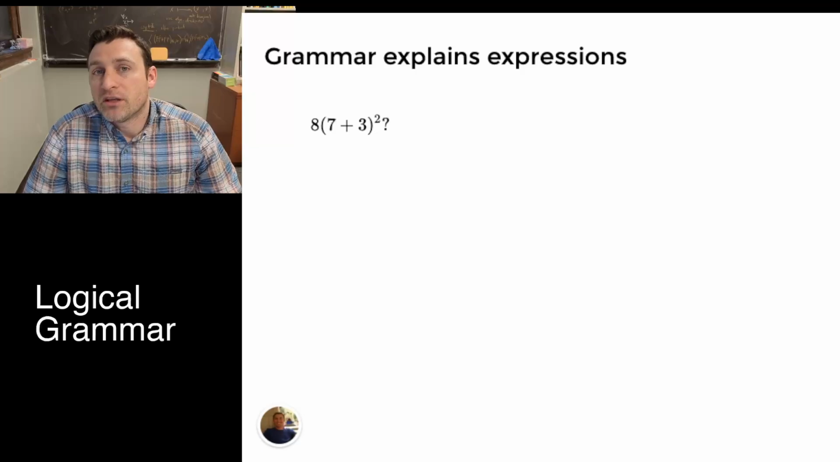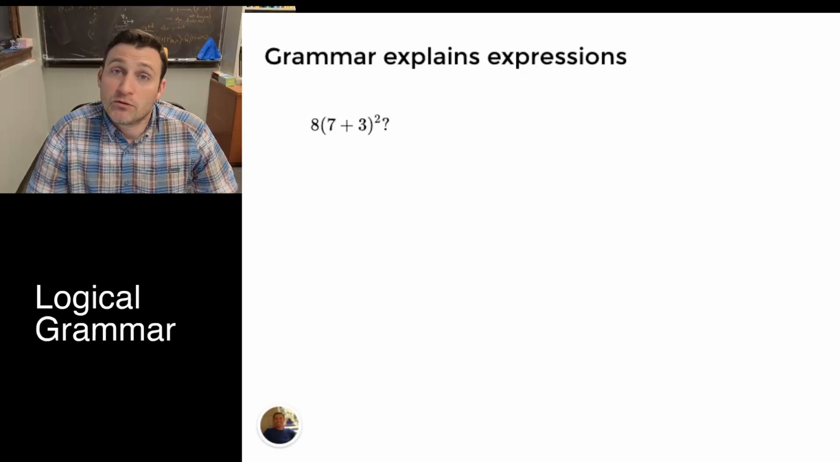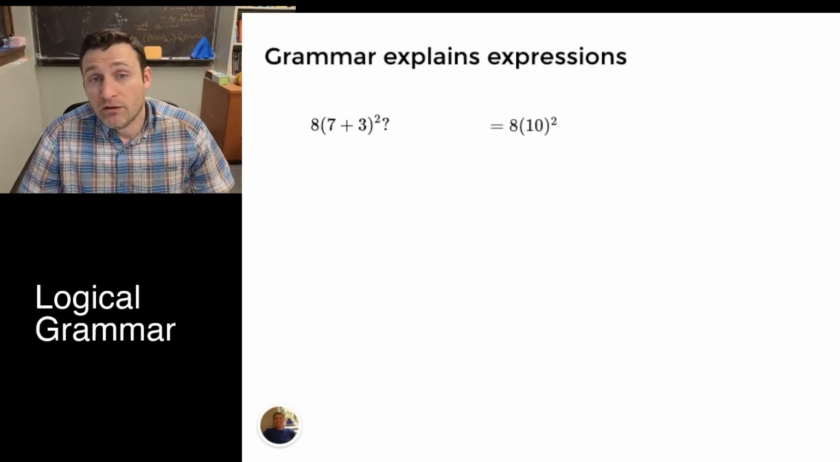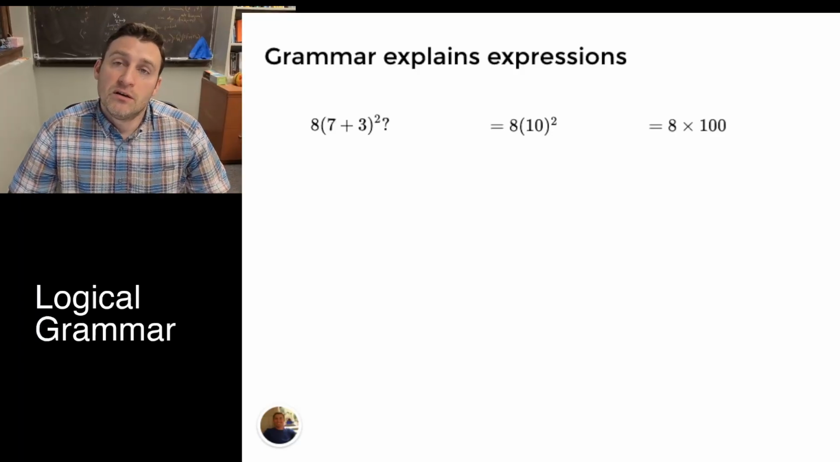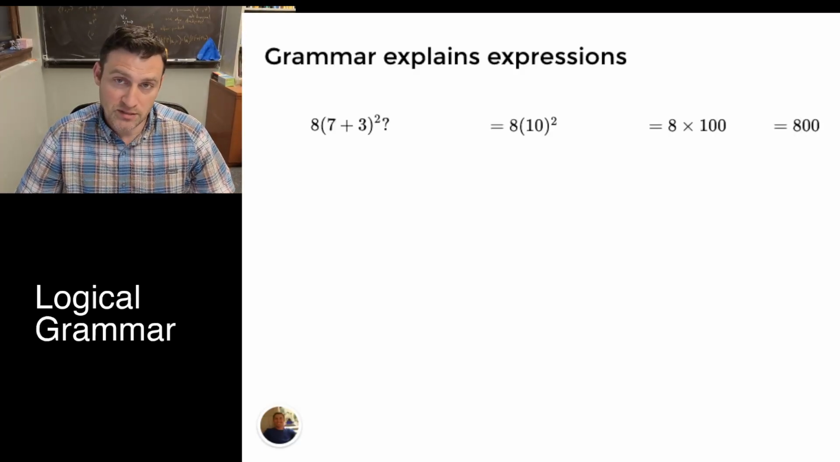Suppose that I looked at the expression 8 times the quantity 7 plus 3, squared. I believe most of us would be able to work out the correct answer. We would start by taking 7 plus 3 and turning that into 10. Then we would square because it's inside of parentheses. So we would have 8 times 100, and then we would get that to be 800. These steps are correct. No surprises here.